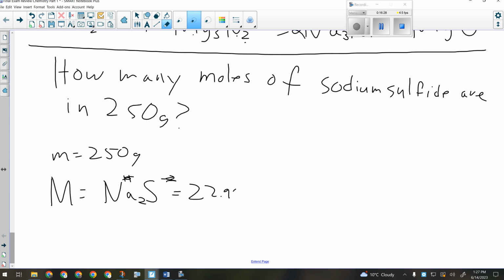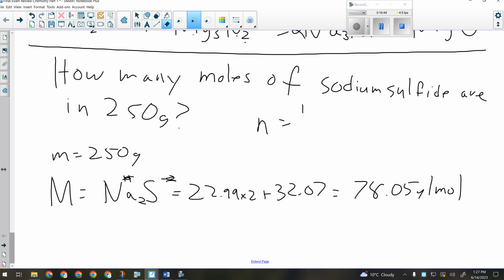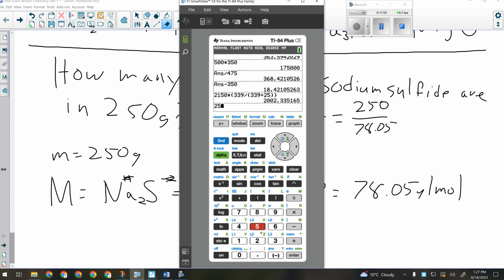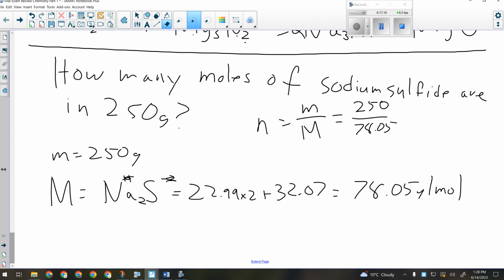So that'll be 22.99 times 2 plus 32.07. Okay, I don't have my calculator fired up. Someone tell me what that comes out to? 78.05 grams per mole. All right, n equals little m over big M. I have little m and big M. I'm looking for moles. Okay, 250 divided by 78.05. Okay, 3.2 moles. Everybody all right with that one?